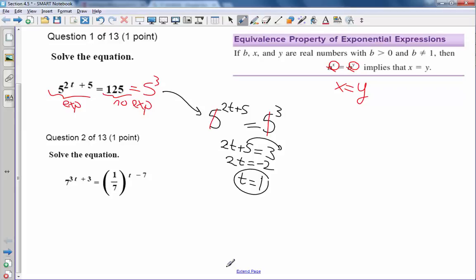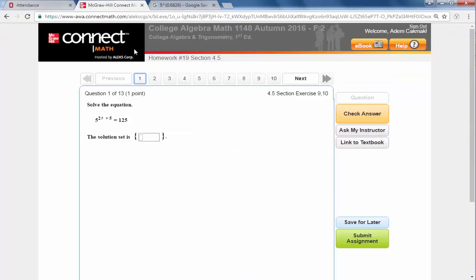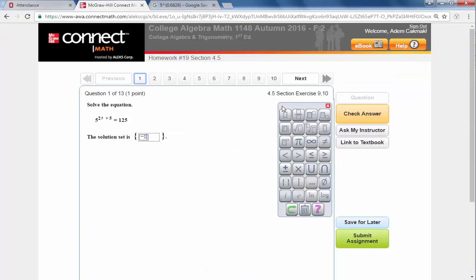Well, if you are curious, whether you made a mistake or not, take this solution, plug it in here, and see if you get 125. Do we really get it? No. We don't get it. I found a mistake. Look, 2 times 1 is 2, add 5, 7. 5 to the 7 is, there is no way it's 125. Let me correct the mistake, it's -1. -2 plus 5 is 3 now. 5 cubed is 125. Now I'm feeling good. So this thing is -1.